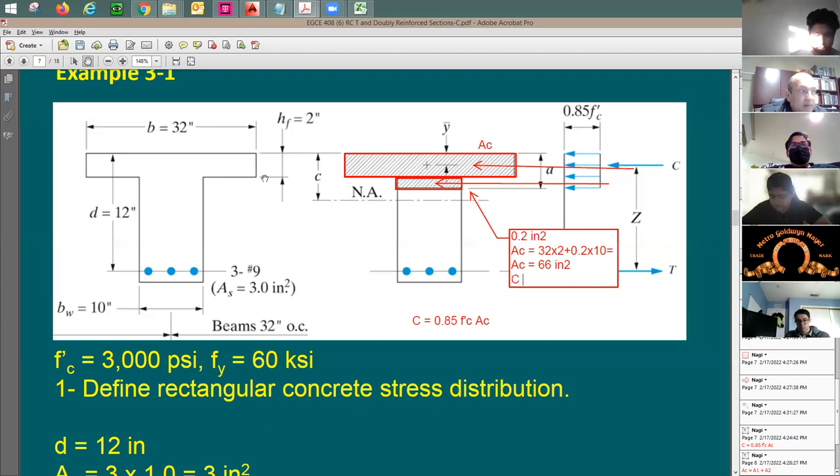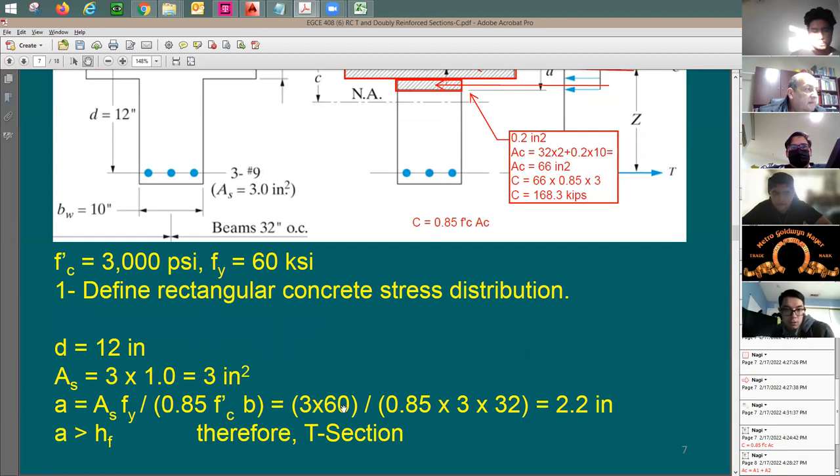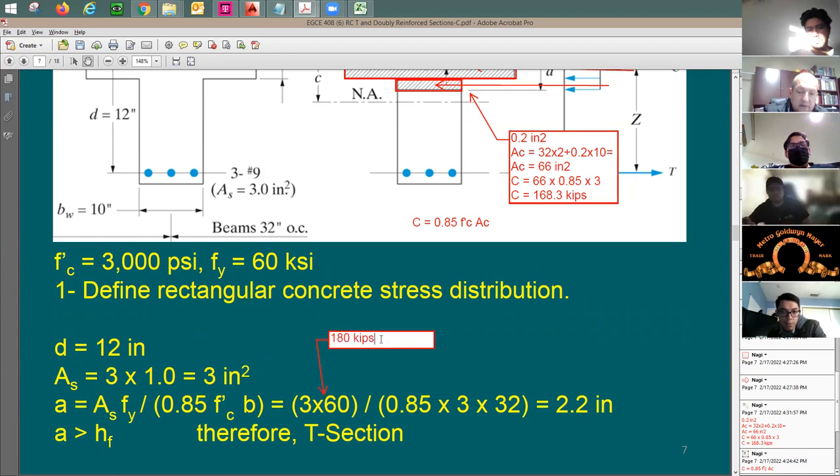How about the compression force? 66 times 0.85 times 3. How much is that in terms of kips? 168.3. How much is the tensile force that I started with? What's wrong with that? 180 kips, that was the tension that I started with.